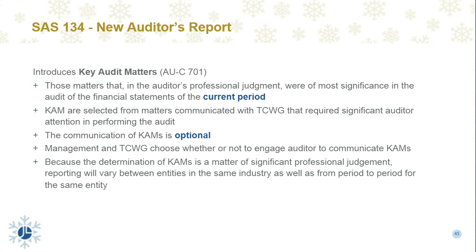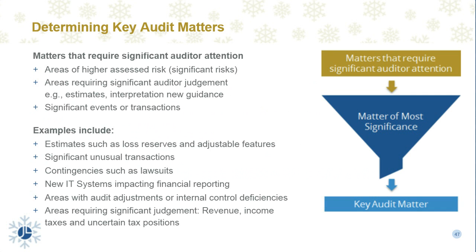So we'll move forward to what are CAMs and how will they be reported? Based upon that definition, it will include things like significant estimates and areas that required significant interpretation, maybe interpretation of new guidance, and also significant operating events as well. So things like new IT systems could impact the financial reporting, and they could be something that would be reported on by the auditor as part of the reporting on key audit matters.